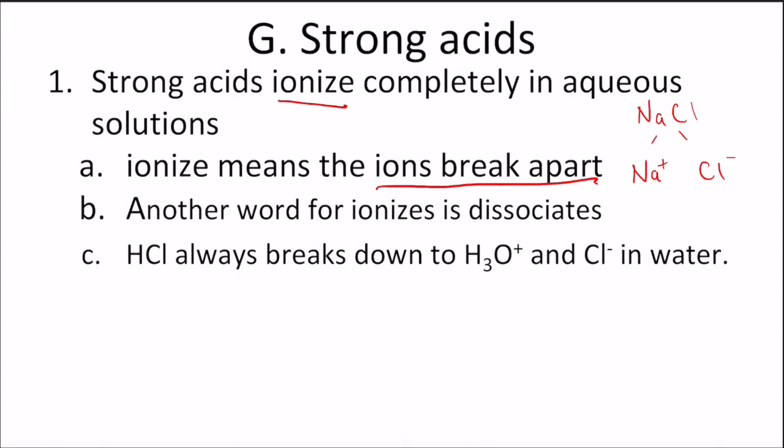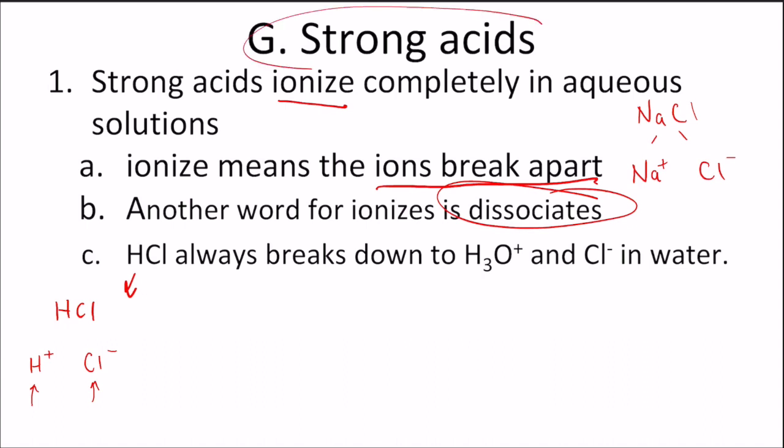Another word for this is dissociates. And again, that means break apart, okay? So HCl, it always breaks apart into its two ions. And we know H, if we look on the periodic table, it's in group 1. That means it's going to be +1. And then if we look at chlorine or chloride, it's in group 17. So it's always going to be -1. So every time you put HCl into water, it's always going to break apart into these two ions, all right?